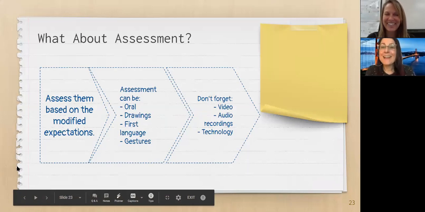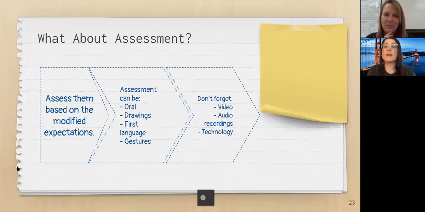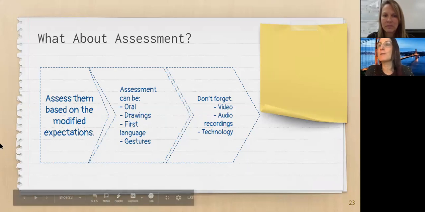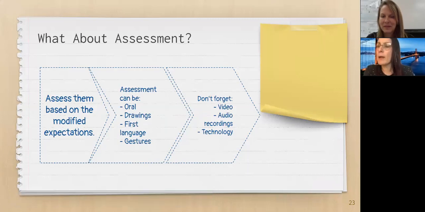Okay. So we're assessing them based on the modified expectation. Assessments can be oral, drawing, first language, gestures. I just did an initial assessment with a student, and they had it described as a soccer player, and I said, "Who's the man in the black and white outfit?" The little boy didn't know the word for referee, but he whistled, and he was trying to tell me, "Oh, he's the guy who whistles." So I understood, he understood, but it was gesturing that got us through that question.